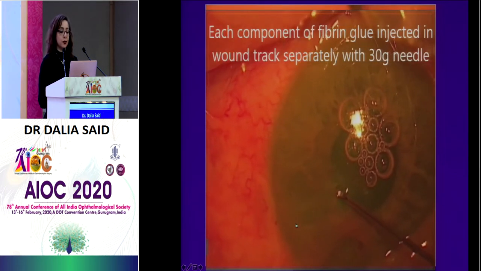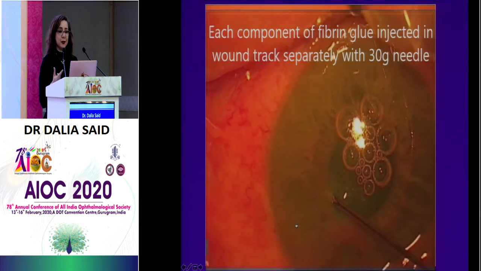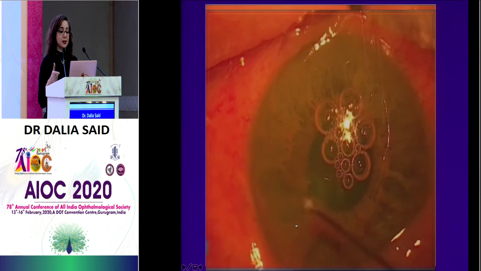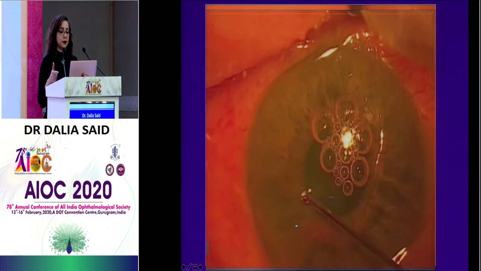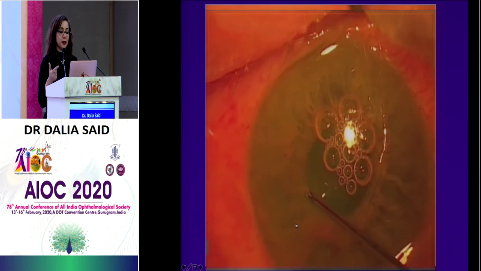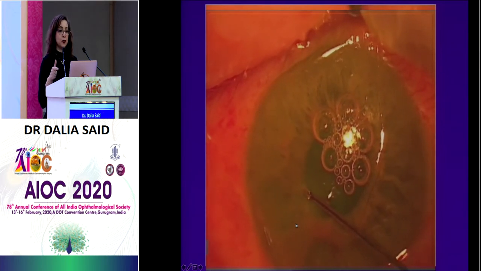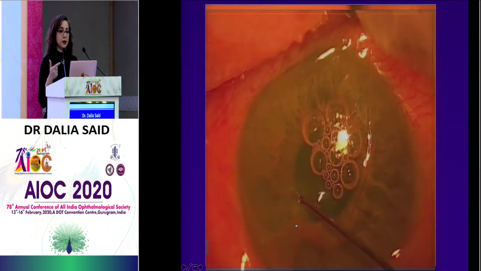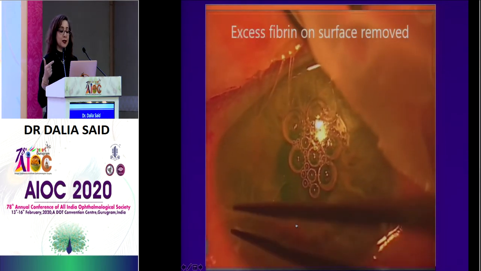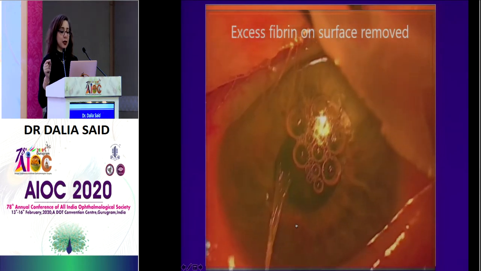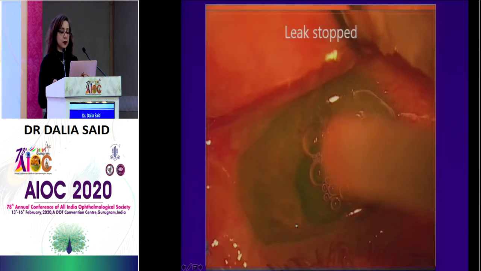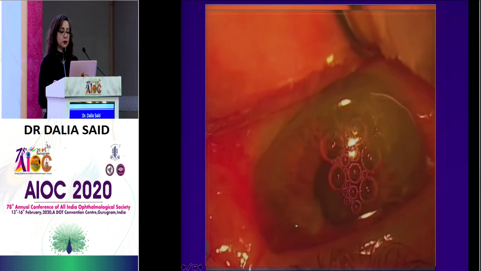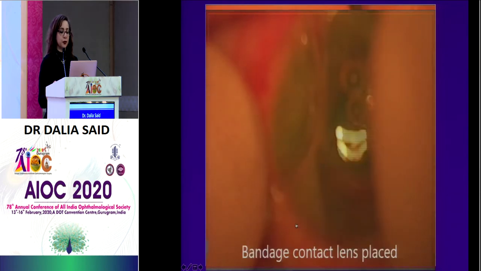So then we took a 30 gauge needle and you inject a little bit in the stroma and into the AC, the thick and the thin components separate. So you can see here the thick, then the thin components separate, a little bit into the stroma, and some of it will go into the AC. Don't worry about that. The 30 gauge needle was potentially exactly the same size as the actual wound. Any excess you can cut, and then if you put some fluorescein here, you will see that the leak is completely stopped. And you can put your bandage lens at the end.